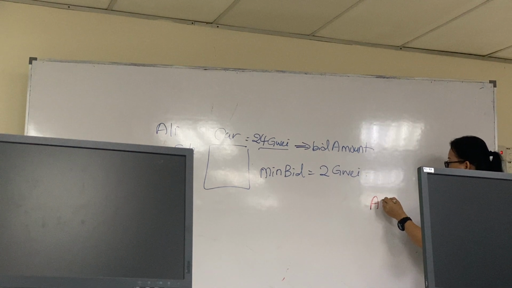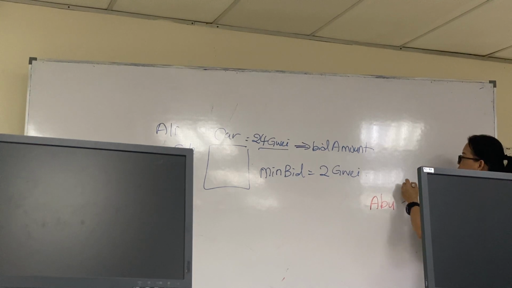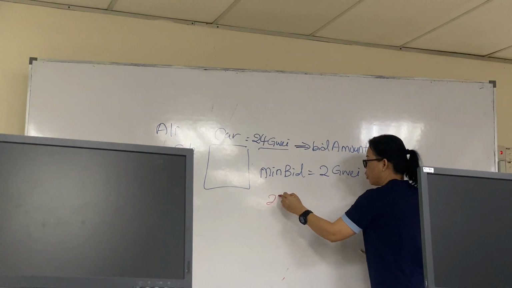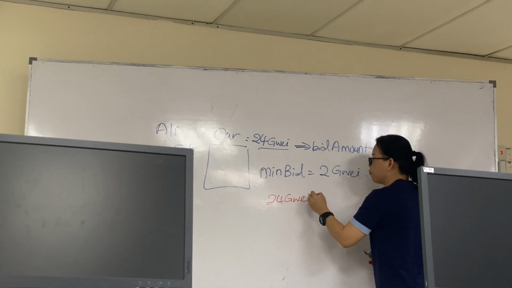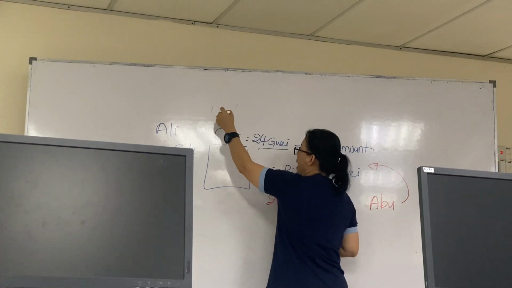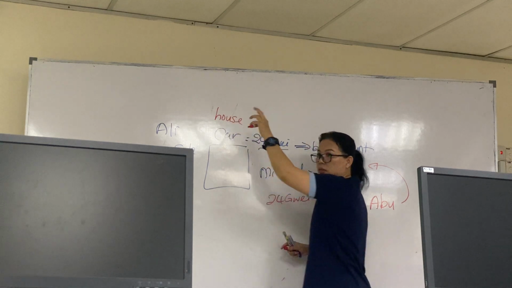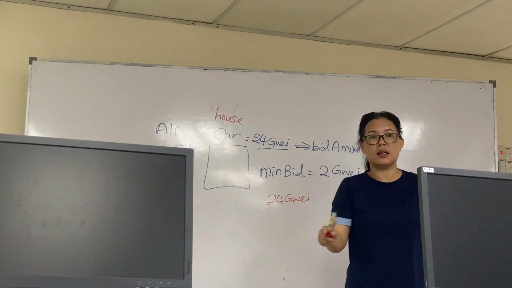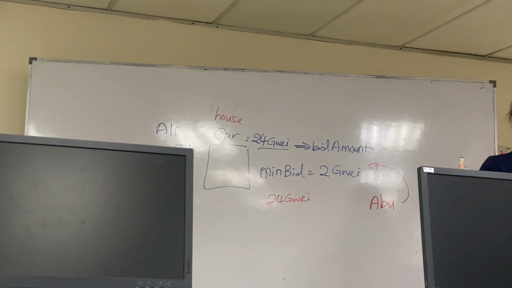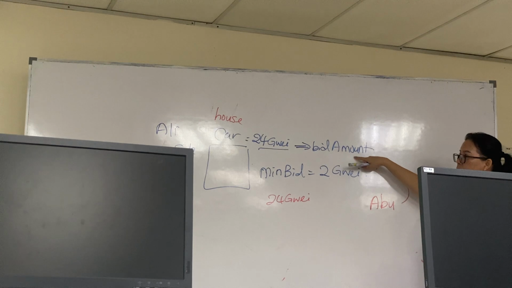So let's say I am Abu, and Abu wants to bid on this car. Your starting price is 24 G-Way based on here. Let's say this is a car or a house, the lelong house. If you know the lelong, the auction of houses given by the bank, there will be this kind of minimum bid and bid amount.